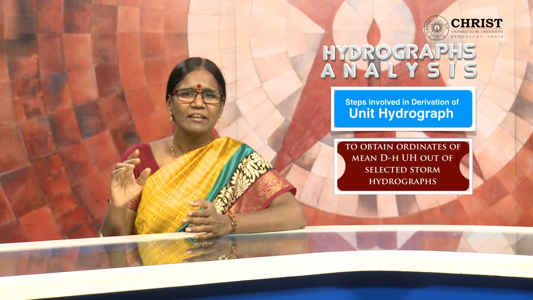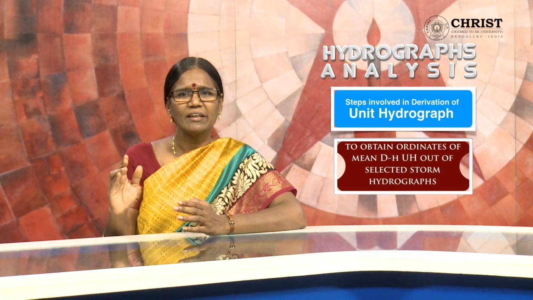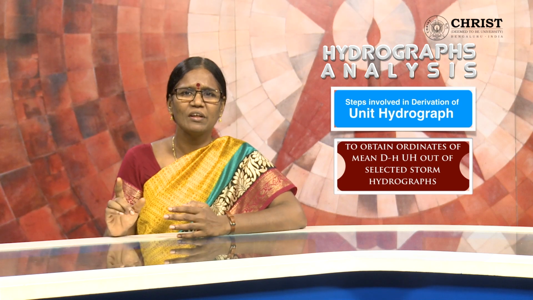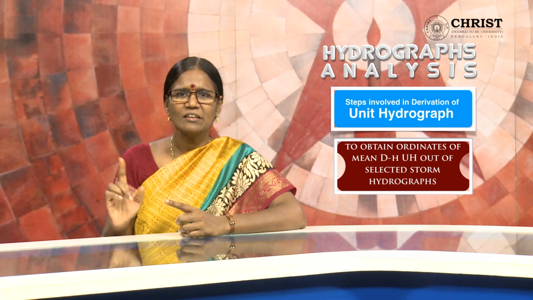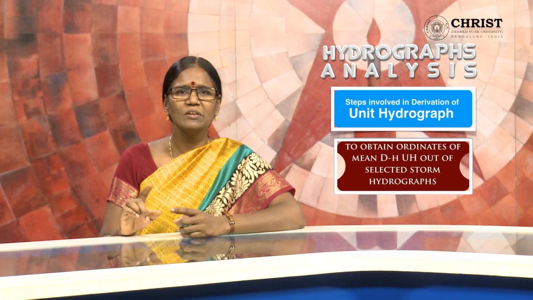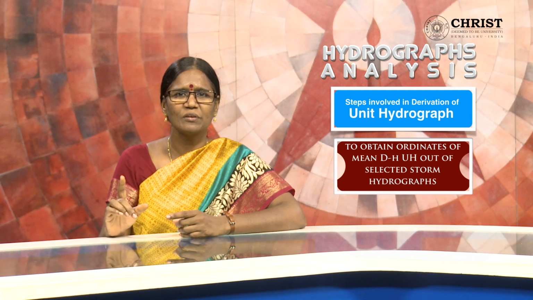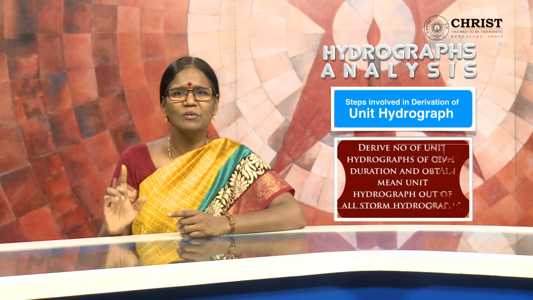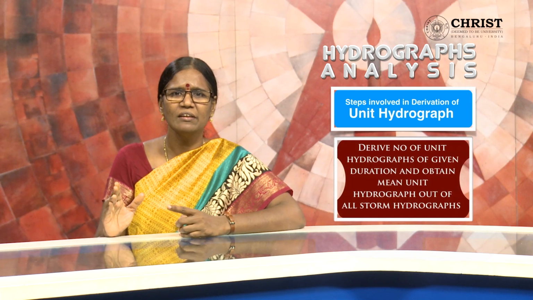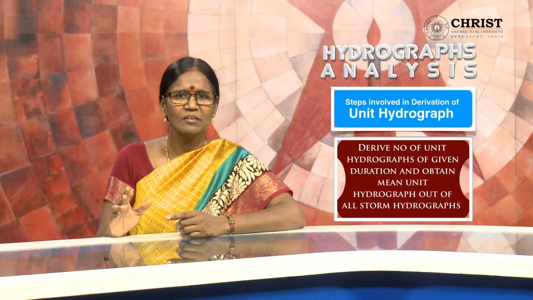Then we calculate the area under the direct runoff hydrograph, then we divide it by the catchment area to get the effective rainfall. Once we know the effective rainfall, divide the ordinates of the direct runoff hydrograph by the respective effective rainfalls to get the ordinates of the unit hydrograph of d hour duration. Then finally, we derive a number of unit hydrographs of a given duration and obtain the mean unit hydrograph out of all storm hydrographs we consider for the analysis.